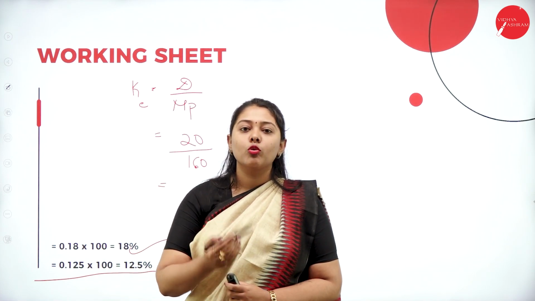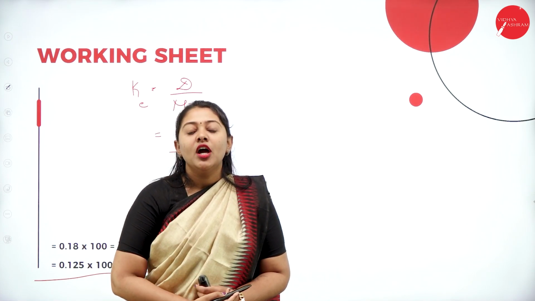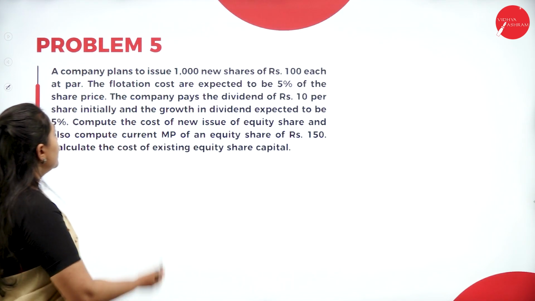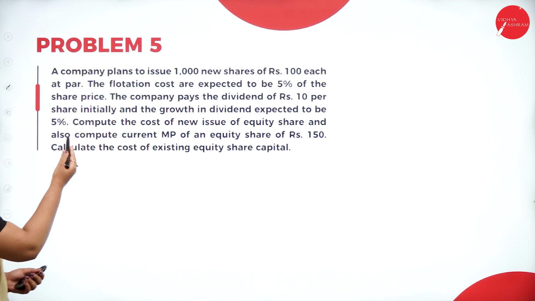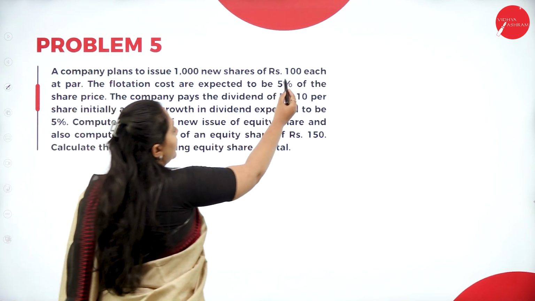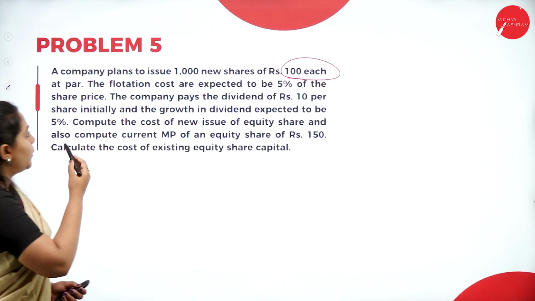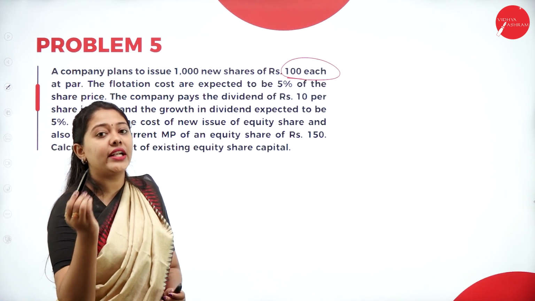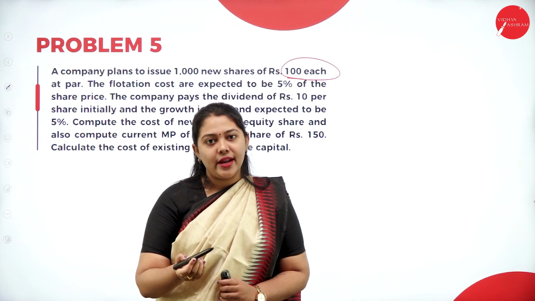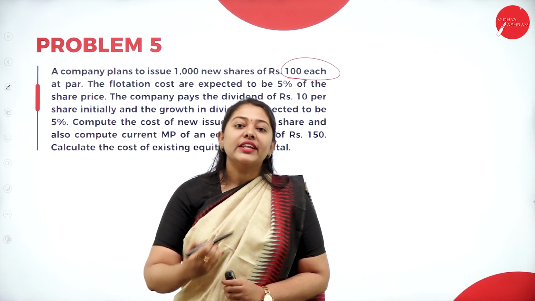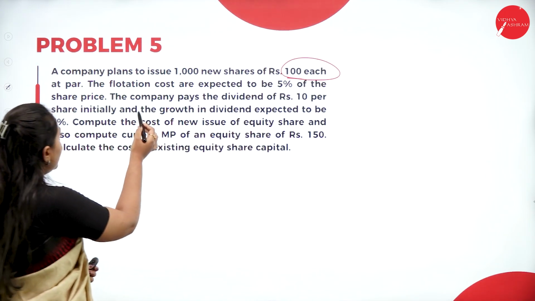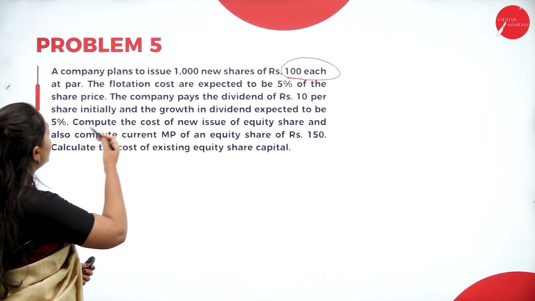So moving forward, with a similar problem, we will solve one more problem to make you understand in a better way. We have problem number 5. A company plans to issue 1000 new equity shares of rupees 100 each at par. So while issuing, they are issuing at par. We have solved problems issued at par, at a premium, and at a discount. So there will be a different calculation, my dear students. Make note of it. The flotation costs are expected to be 5% per share.